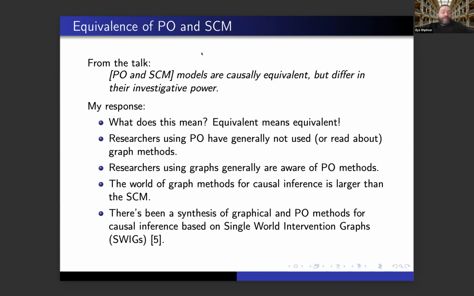The other point I wanted to make is the world of graph methods for causal inference is larger than the structural causal model. Structural causal model is something Pearl came up with, and a lot of people are using, but there are other things that make different sorts of assumptions. And this is sort of related to the idea that if you have a graph, you don't necessarily specify a causal model. There are many causal models.